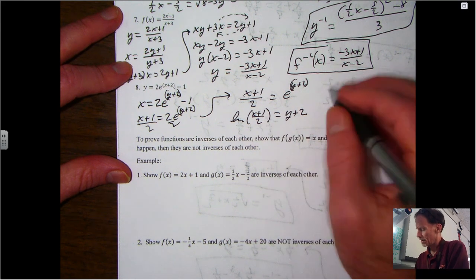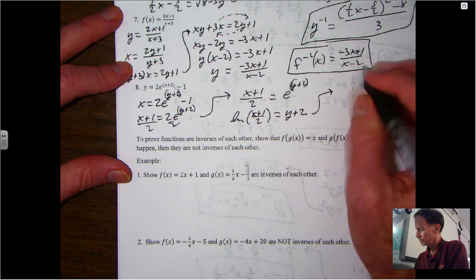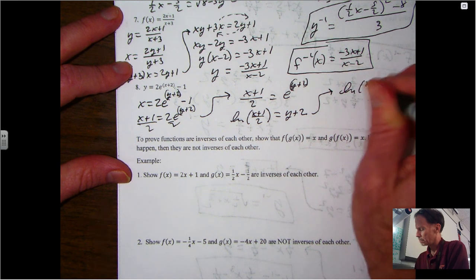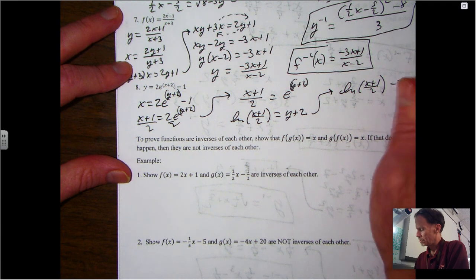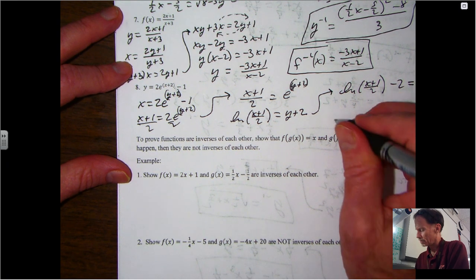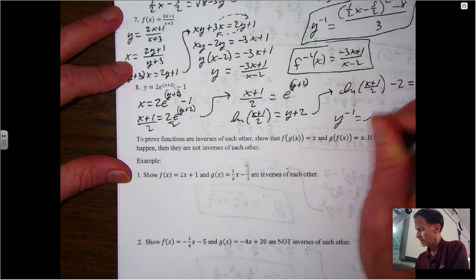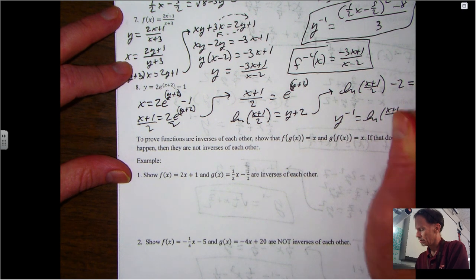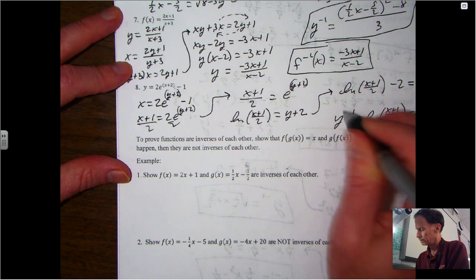And now just subtract 2 from both sides. So we have the ln of x plus 1 over 2 minus 2, and that is equal to y. So my final answer is just that function. The y inverse is ln of x plus 1 over 2, minus 2.